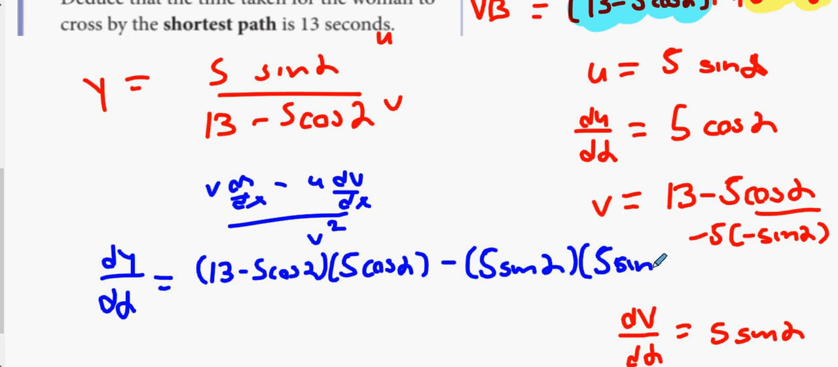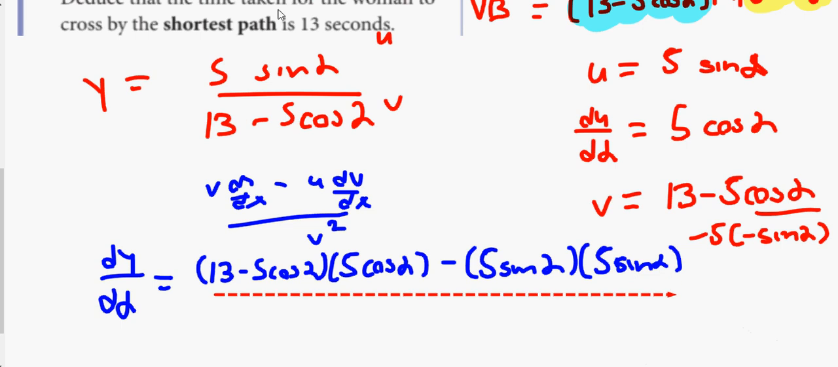Sorry, u times the dv dx. So u and the dv dx are oddly enough the same thing. That's what's confusing me. All over v squared. Did any of you get this far? Fair play.